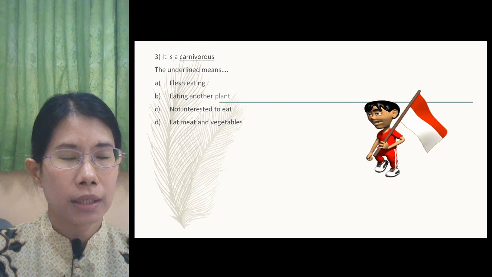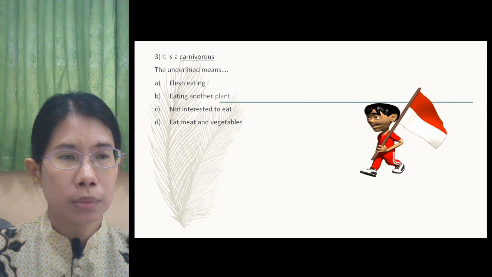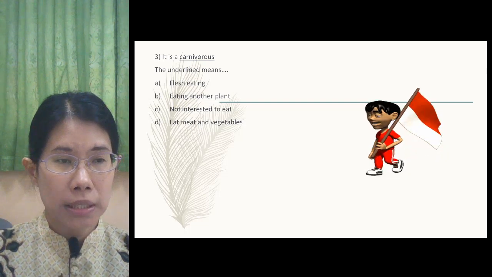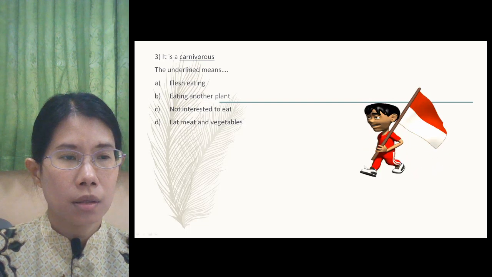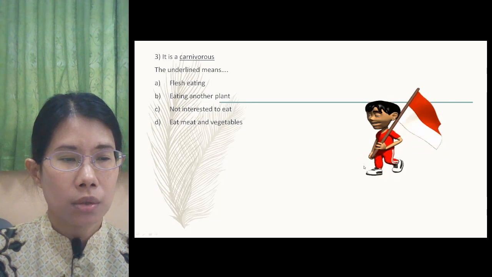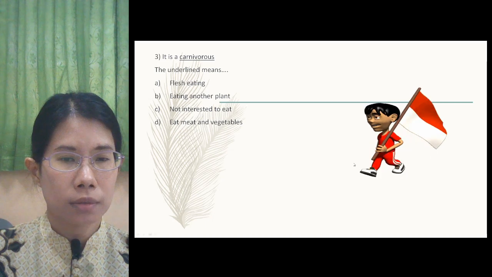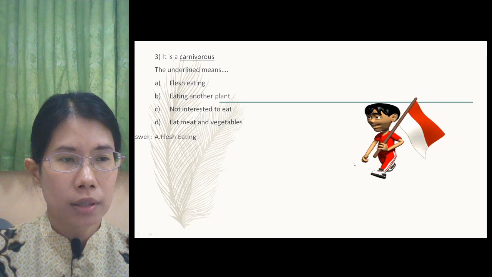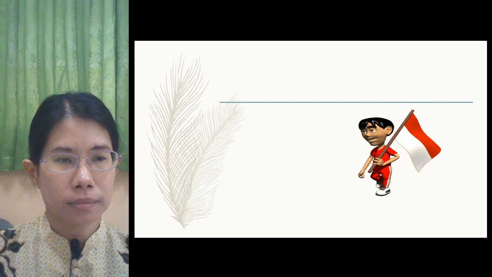Question number 3, it is carnivorous. The underlined word carnivorous should mean A, flesh eating, or B, eating another plant, or C, not interested to eat, or D, eat meat and vegetables. What do you think would be the answer? Yes, you're right. The answer is A, flesh eating.